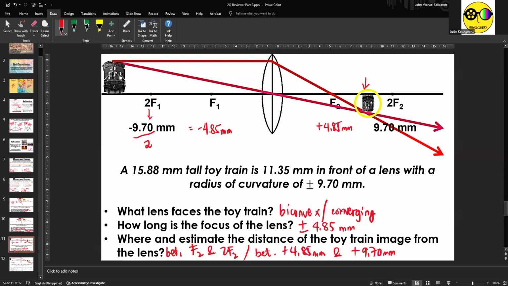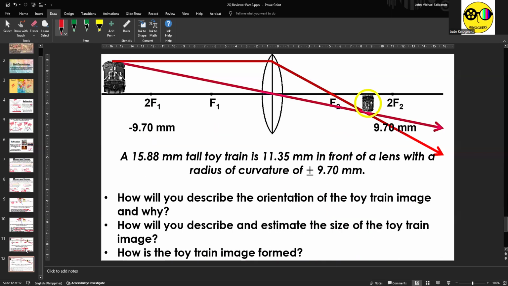Okay, a couple more questions for this problem. How will you describe the orientation of the toy train image and why? We can see that the toy train image was formed at the bottom right part of the optical axis. Therefore, it was flipped upside down. So the image is considered inverted.